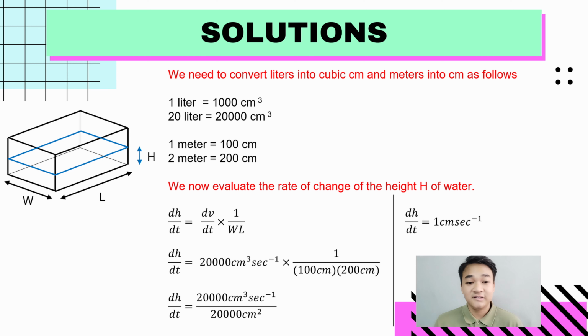dH over dt is equal to 20,000 centimeter cubed per second over 20,000 centimeter squared. So the final answer is dH over dt equals 1 centimeter per second. This means that the water height increases by 1 centimeter every second.